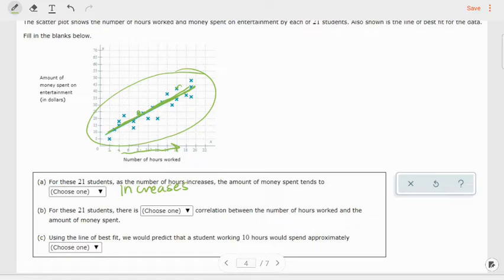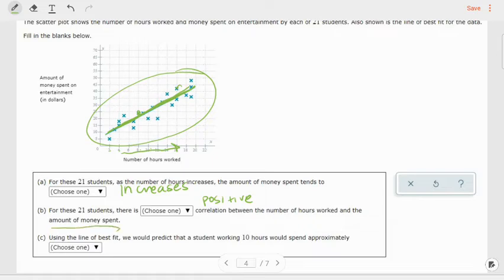So for these 21 students, because that pattern is increasing, we would say that there is a positive correlation. If it was decreasing, we'd say that there is a negative correlation. And then it says, using the line of fit, we would predict that a student working 10 hours would spend approximately how much?